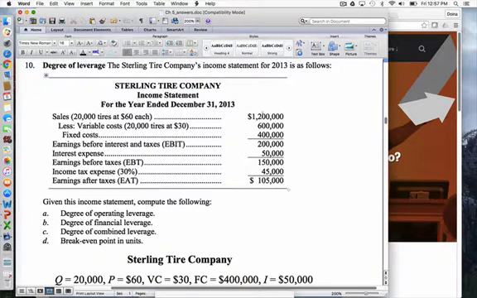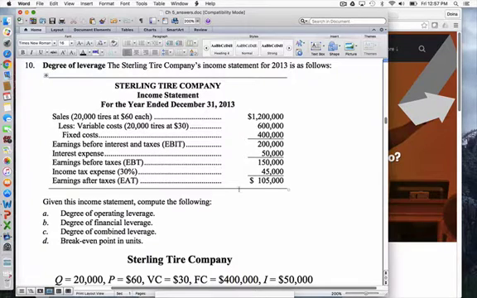$1,200,000 sales. Variable cost, that's total variable cost, which is units, the same units, times variable cost per unit. So that's the one you are going to use for variable cost per unit. Fixed cost, that's total fixed cost, 400,000. Earnings before interest and taxes, interest expense, that's going to be I, the one you need for degree of financial leverage. Earnings before taxes, income tax expense, that's the tax, 30% applied to earnings before taxes, that's going to come up to 45,000.